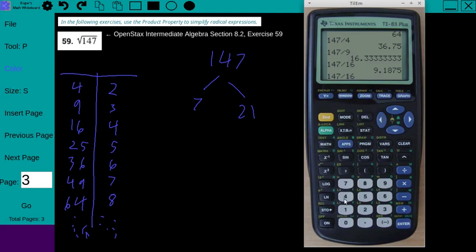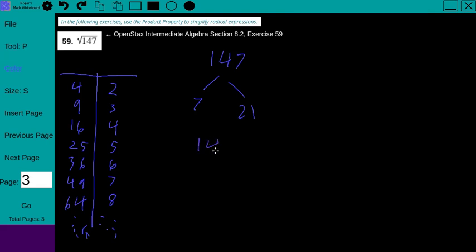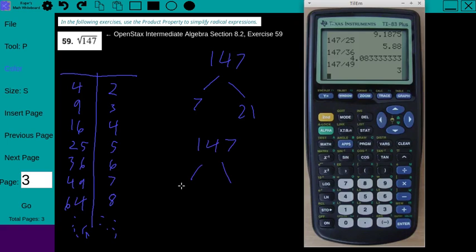What's the next perfect square? 25. That doesn't work either. 36 also doesn't work. 49. 49 does work. Okay, so therefore we can rewrite this as 147 factors into, what did we say? 49 and 3.